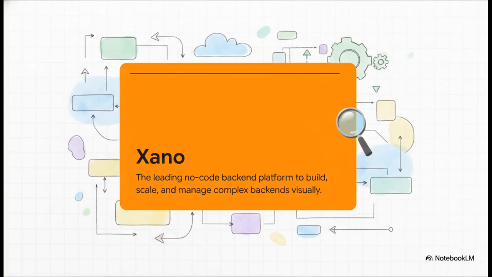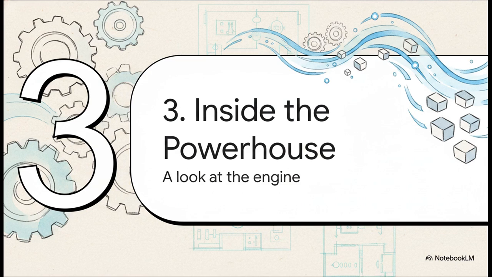So let's define it. What is Xano? Put simply, it's the top dog in the no-code backend world right now. It's a platform that lets you build, scale, and manage that whole complicated engine we've been talking about, but you do it all visually. Okay, that sounds cool, but how does it actually work? Let's get into the nitty-gritty and see what's powering this thing.